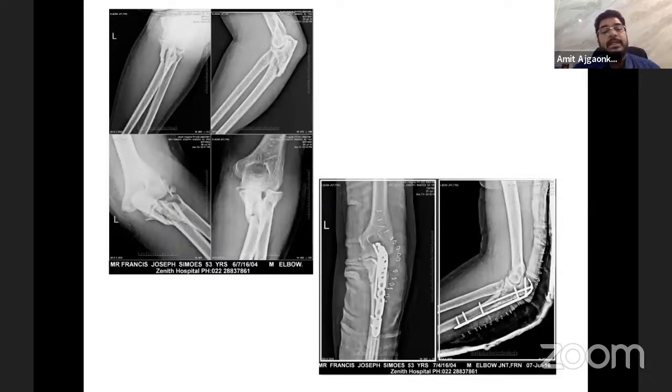This was another case. This was a variant of the terrible triad. Here we did this on an olecranon plate, a complex olecranon injury.